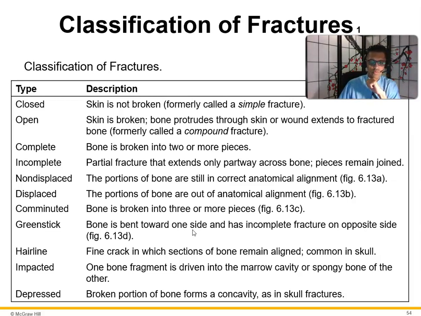Bone is bent toward one side, has an incomplete fracture. So if you ever take a branch and you try to break it and it still hangs on the other side, it's called a greenstick fracture. It happens in kids a lot, and in the collarbone.